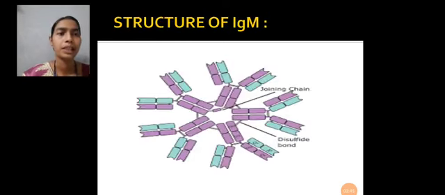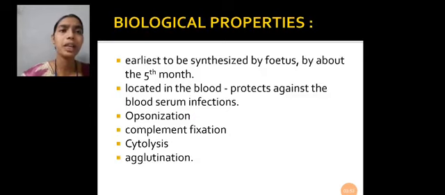rate. This is a typical structure of IgM. You can see the pentamer, the 5 with each polypeptide chains. Here you can find the joining chain also. They are connected by a disulfide bond. Their biological properties include: these are the earliest antibody to be synthesized by fetus by about the 5th month. It is located in blood and protects against the blood serum infections. It plays a very important role in opsonization, complement fixation, cytolysis and agglutination.